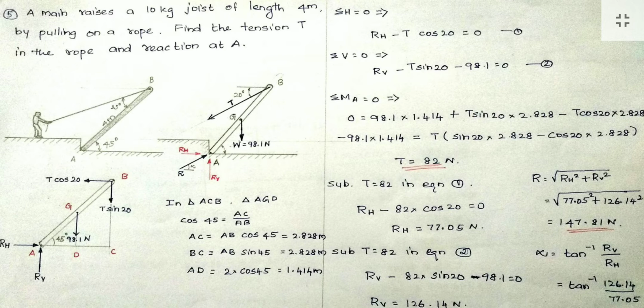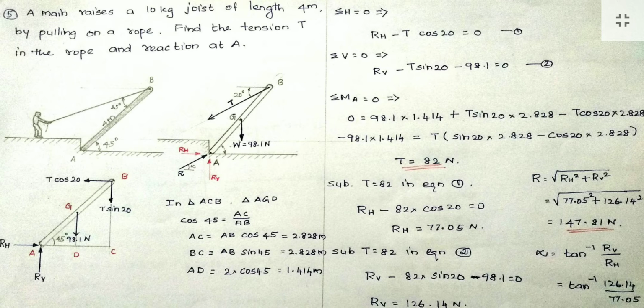So here in this problem, it is in equilibrium, because practical problems are always in equilibrium. The joist is not moving; I am just pulling with the tension, and the joist is at rest. Practical problems which are stationary, we will always solve as equilibrium only.